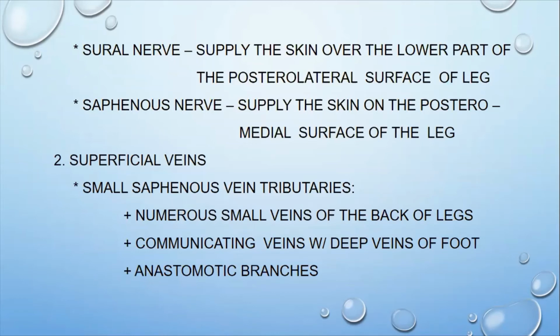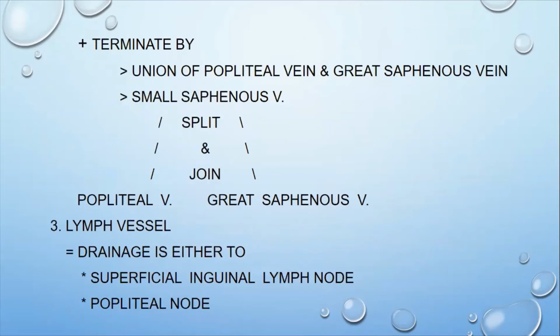These are the small saphenous vein, which will form your superficial vein. These are the numerous small veins at the back of the leg, communicating veins with deep veins of the foot, and anastomotic branches. So remember, this is already in the distal part of the lower extremity, so more anastomotic branches will be needed.